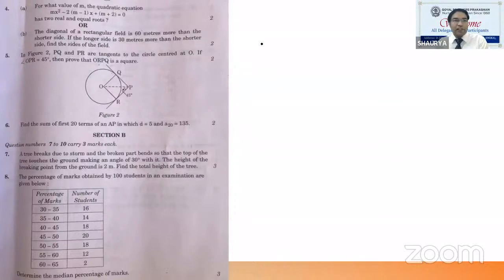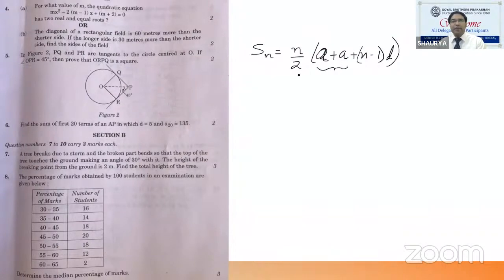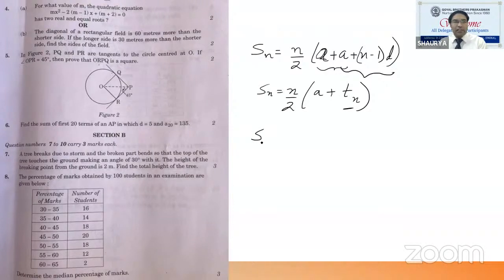Find the sum of first 20 terms of an AP. So Sn we know is n upon 2, 2a, or let me rather write it as a plus n minus 1 into d. What I've done here is I've just split the 2a term into a plus a. So now I can write the sum of n terms as n by 2 into a plus, this is simply the nth term formula, a plus n minus 1 d, simply tn. Why did I do it? Because we were asked to calculate the sum of first 20 terms. So the value of n is 20.